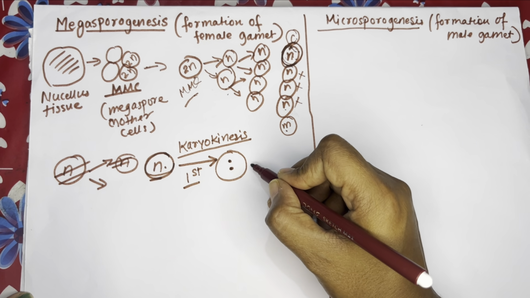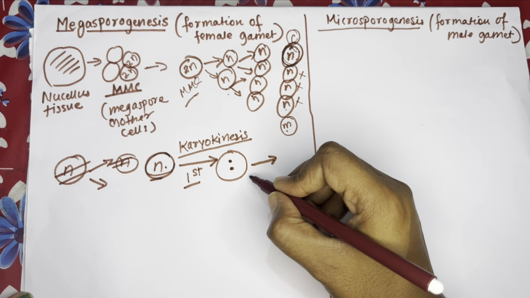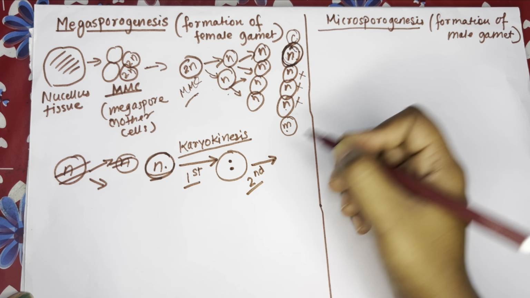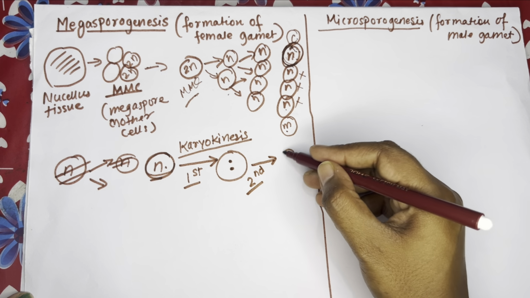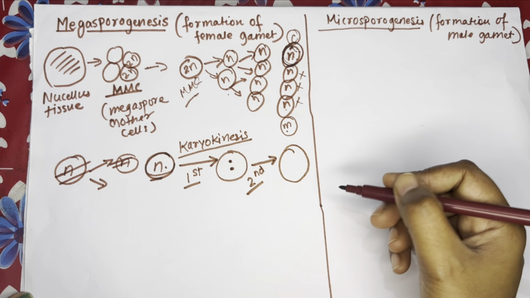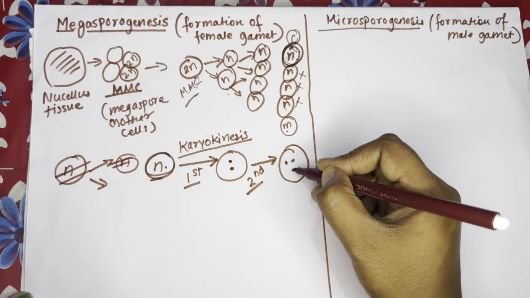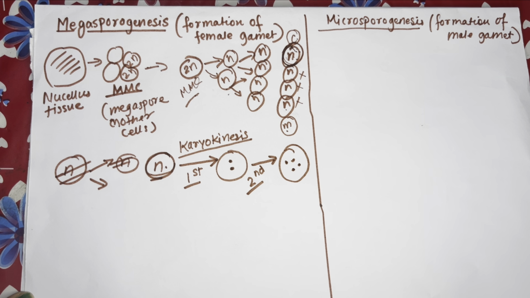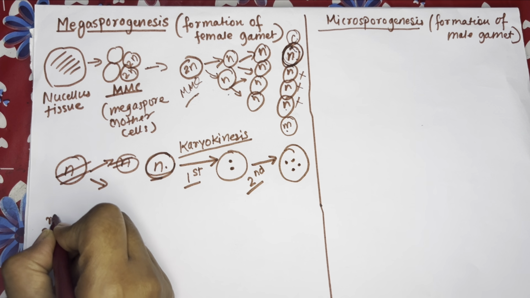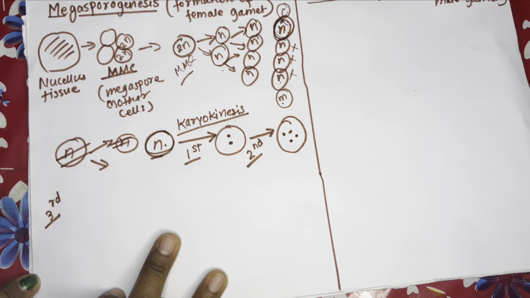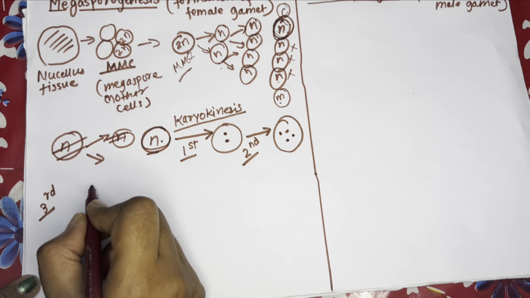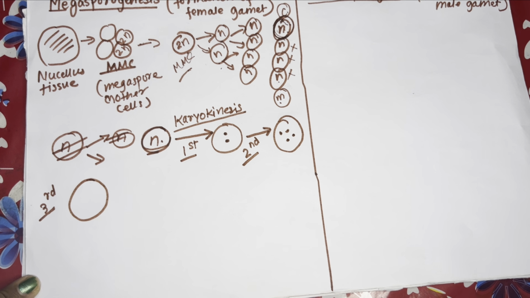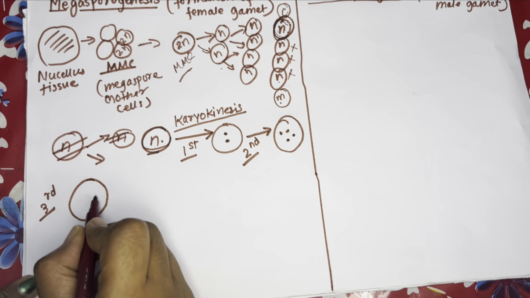Then again another mitotic division will be done, which will be the second mitotic division. Again karyokinesis will be there, not cell division, only nuclear division. So 2 nuclei will become 4 now. Again the third mitotic division will be there. As a result of this third mitotic division, again karyokinesis will be there. 4 nuclei will now become 8.